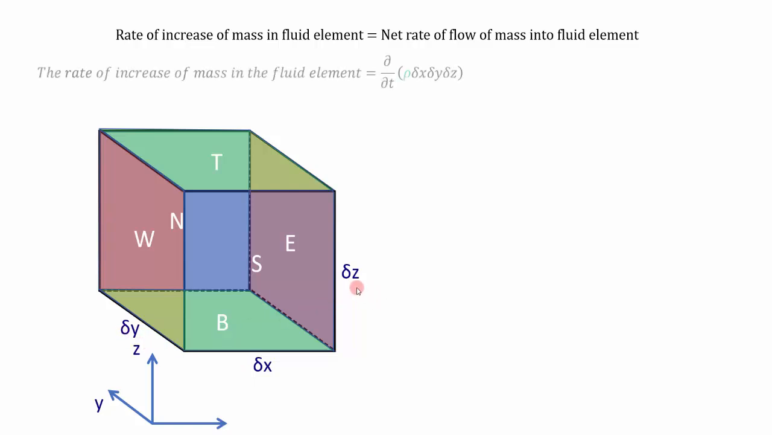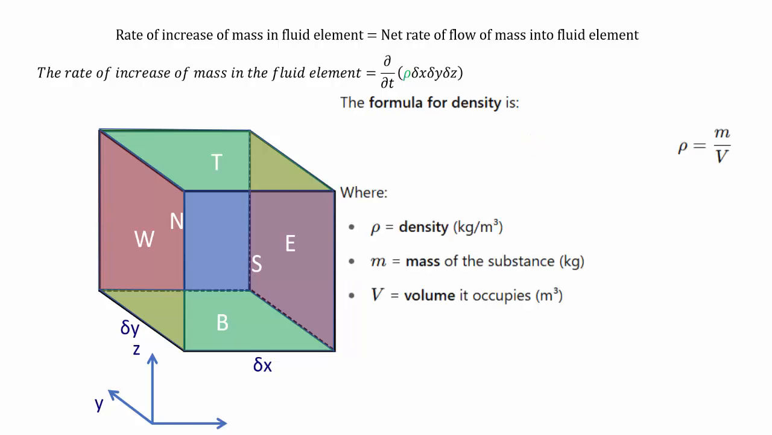Okay, now let's get into the derivation. The rate of increase of mass in the fluid element: we know this is a partial derivative, change in something with respect to time. So here the something is mass. So change in mass with respect to time is expressed in this form. Let me explain clearly. We know that density is equal to mass by volume. That is the general formula we use to calculate density. So then mass is equal to density into volume, right?